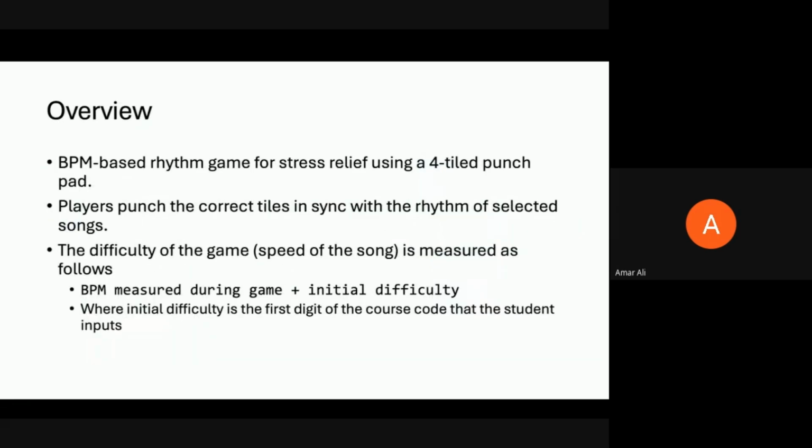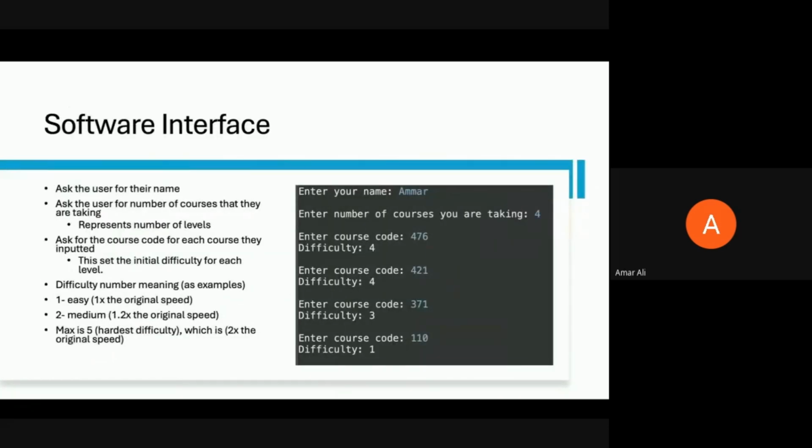So this game is a rhythm game based on the beats per minute that is measured from the user, aimed for stress relief. We will have a four-tiled punch pad to represent four beats that can come at a time. The players have to punch the correct tile in sync with the music, and the difficulty of the game, which is the speed of the song, is measured as the beats per minute measured while the player is playing, plus an initial difficulty based on user input. So Ahmed will explain how the software interface, the Java UI, deals with the initial difficulty.